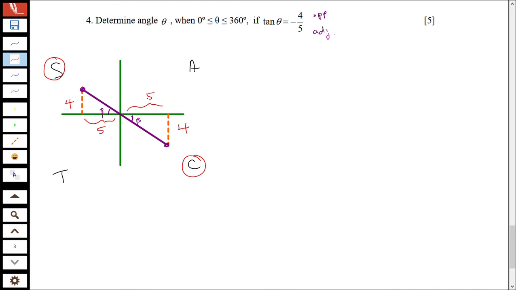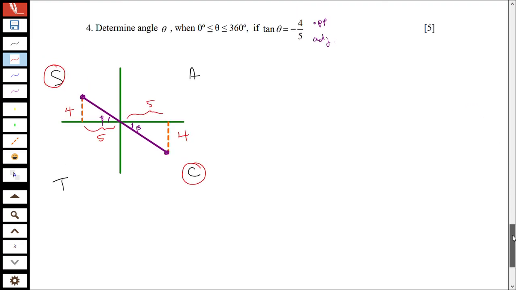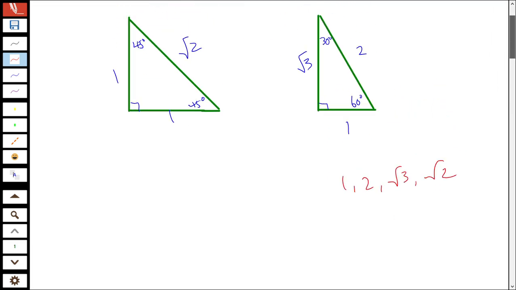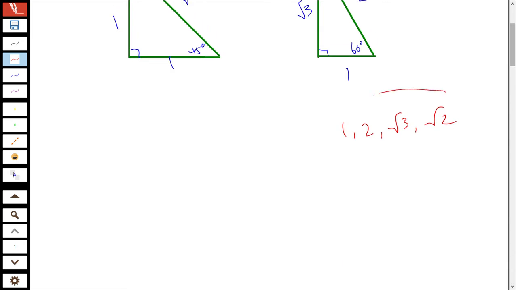Now, we can try to see, is this going to be an exact value? No, because we have values like 4 or 5. And if you recall the special triangles, I'm going to scroll up. The special triangles have values of 1, 2, √3, and we also have √2. Ooh, that does not look like 2. It's only when we have these values that we know we can have special triangles with angles of 30, 45, or 60 degrees. But because it's not any of these side lengths, we know that we have to estimate them.